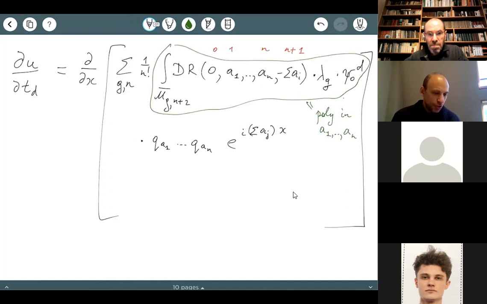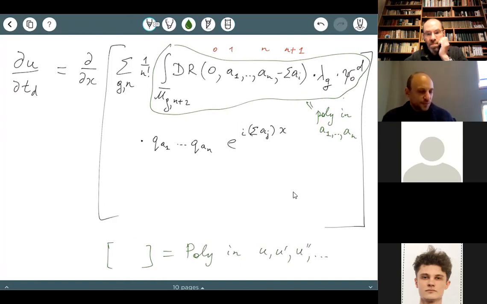So this huge thing in brackets is a polynomial in u, u prime, u double prime, and so on. And then I differentiate one last time with respect to x and get the equations of the flow. So let's try to do that. Yeah, maybe one more remark before we go to computing examples.